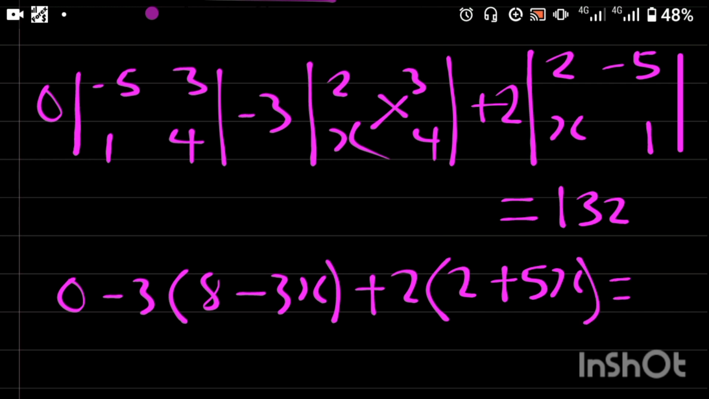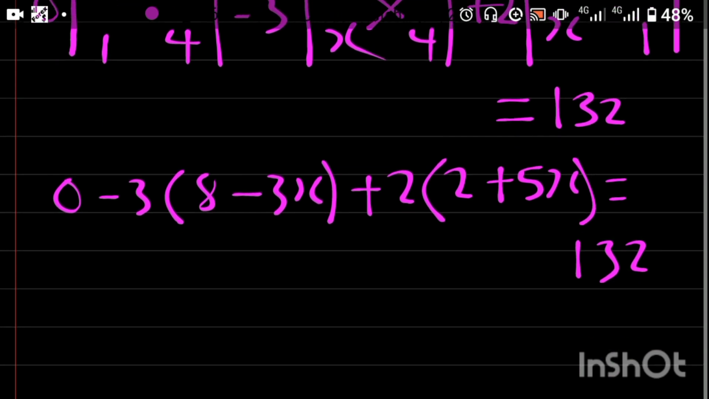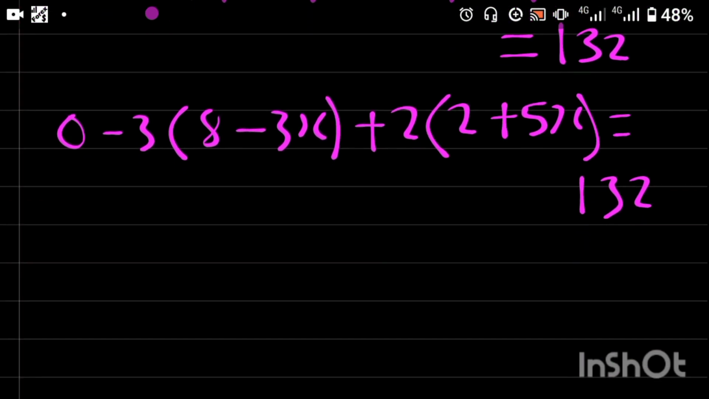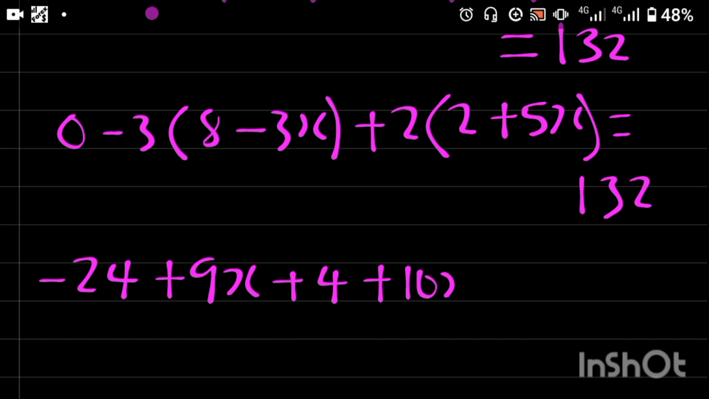Then is equal to 132. So I have, we will use minus 3 to open this bracket. I have minus 3 times 8, that is minus 24, plus 9x, then plus, we use 2 to multiply everything inside the bracket. We have 4 plus 10x is equal to 132.